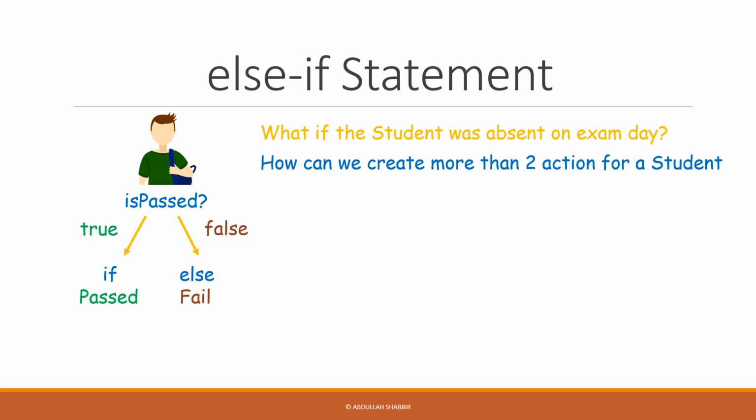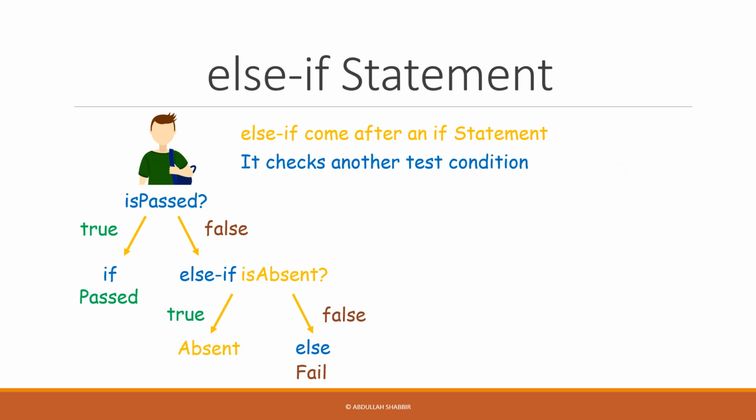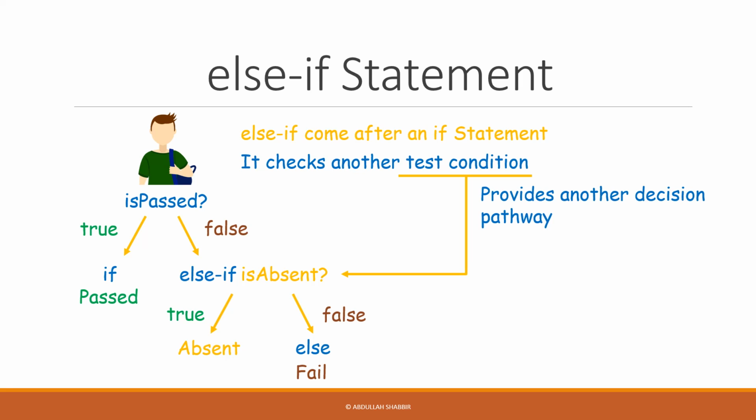Well, that's where the else if comes in. The else if comes after an if but before an else statement, and it checks a different test condition than the one in our if. So instead of checking if the student was passed, our else if can check if the student was absent, and it provides another decision pathway, which is just an alternative set of instructions. This will only execute if our previous if test condition is false.